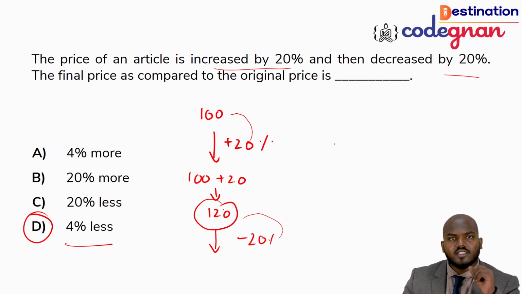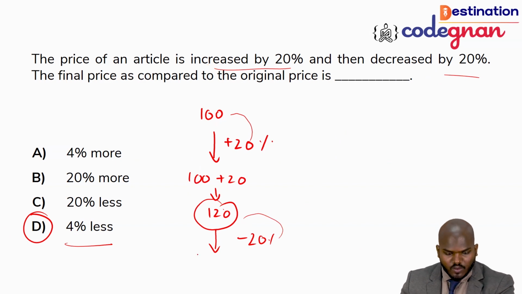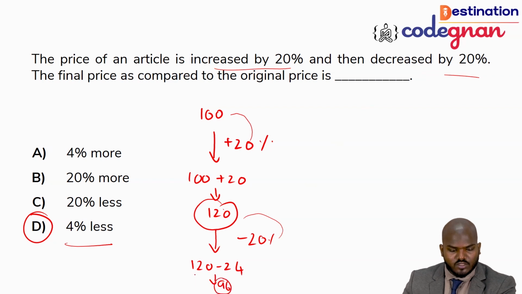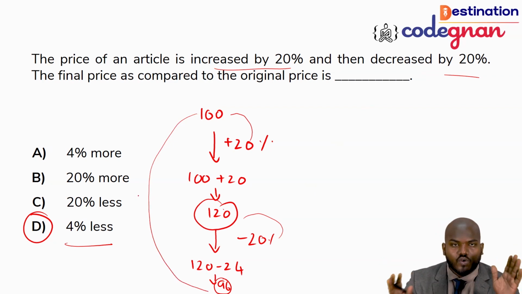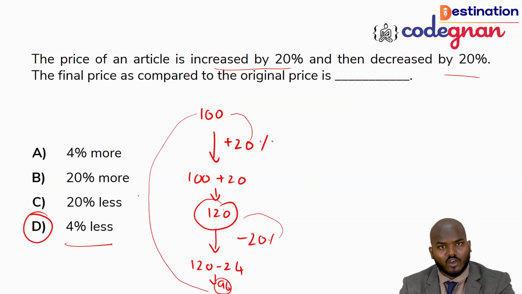We can call it 24. That is 120 minus 24. What value do we get? 96. You see this one, this is the final value, this is the original value. Comparing to this one, 4 percentage is less. I'm directly saying, if you try to solve all the questions with the formula, it will take you a lot of steps and a lot of methodology.